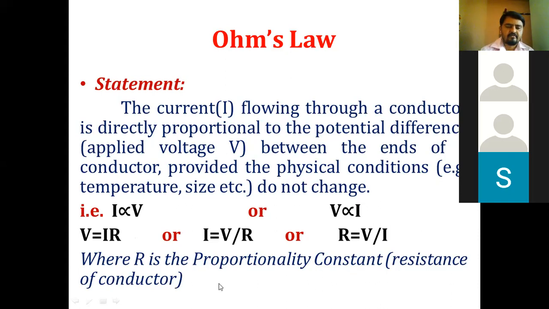Again, next line you write down: where R is the proportionality constant, or resistance of the conductor. R is the proportionality constant or resistance of the conductor. Full point. Up to here, if you have any doubts, you can ask. Is it clear? You have to tell me that.